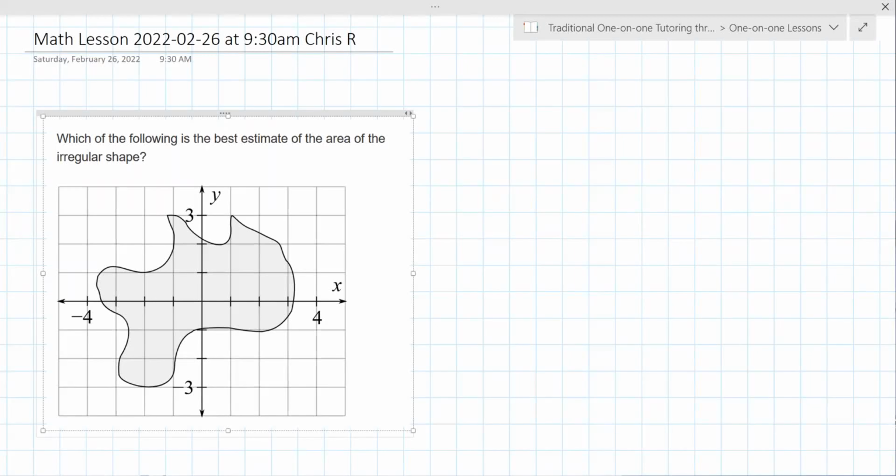An irregular shape, meaning it's not a nice shape at all. And they want the best estimate of just the area. So we kind of want to make some boxes here, like that's kind of correct, and then this is kind of correct. Then maybe this is where it gets a little bit tougher. We've got to figure out, we're gonna take some and add some. So I guess I'll go do this.